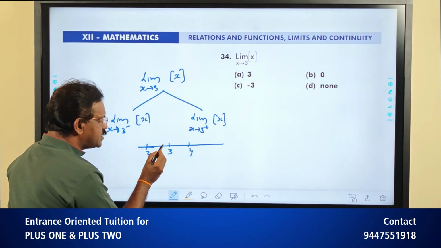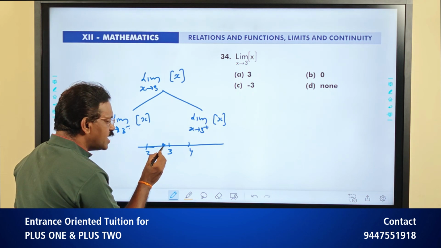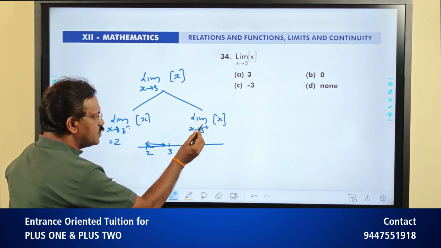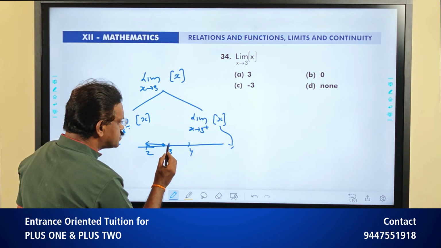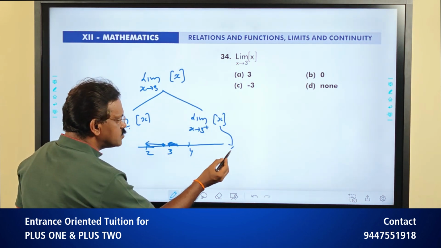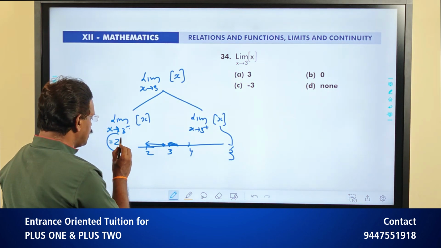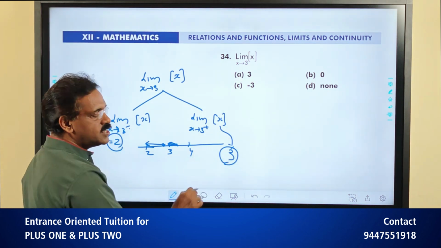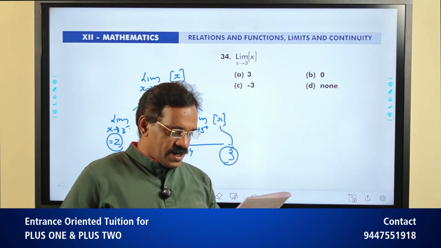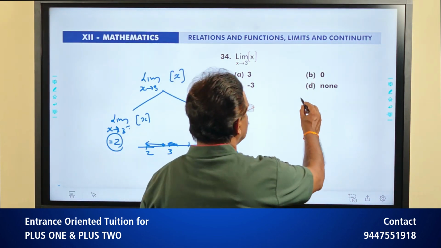When I say 3 minus, it is less than 3, whose greatest integer value is always equal to 2. When I say 3 plus, it is something coming after 3, whose greatest integer value is always 3. So see, left limit is 2, right limit is 3. That means left limit and right limit are different. Therefore, limit does not exist, which is given by the choice none.